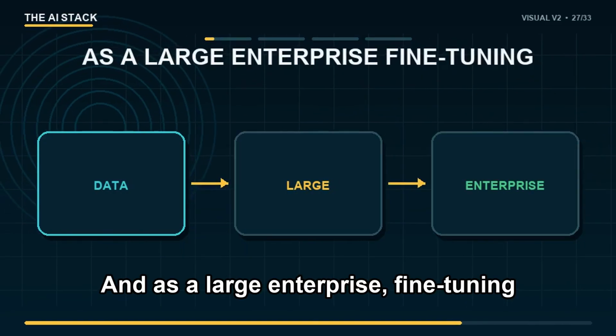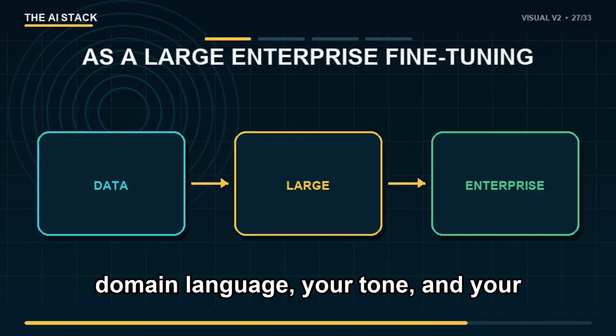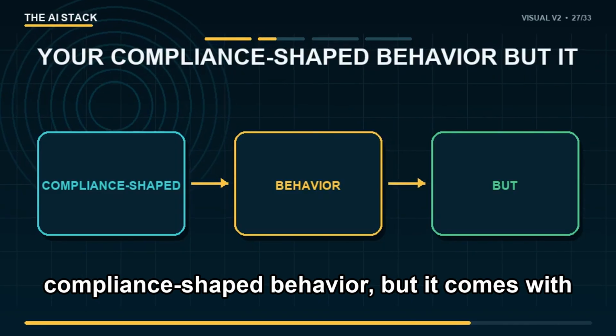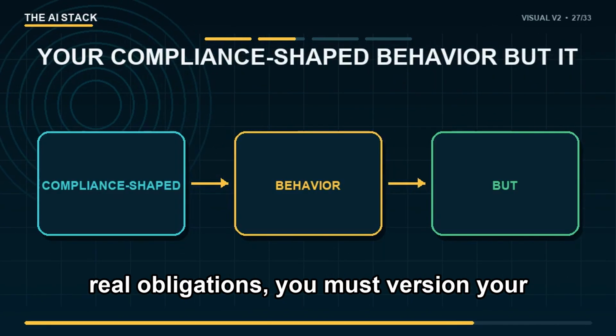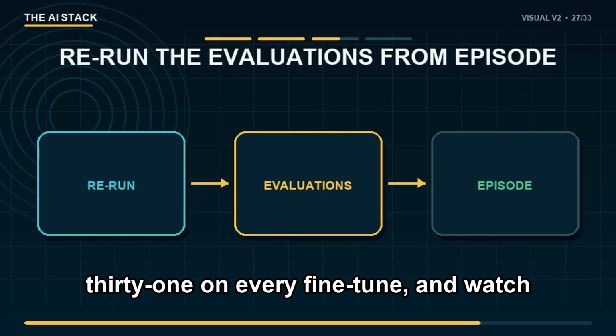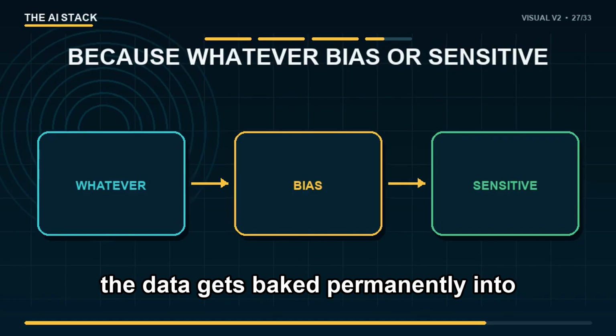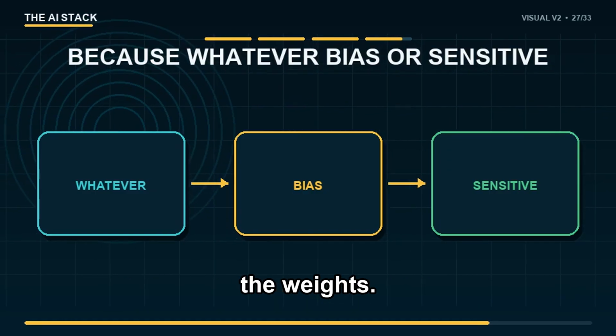And as a large enterprise, fine-tuning is how you bake in your domain language, your tone, and your compliance-shaped behavior. But it comes with real obligations. You must version your models. Rerun the evaluations from episode 31 on every fine-tune and watch your training data carefully, because whatever bias or sensitive information goes into the data gets baked permanently into the weights.